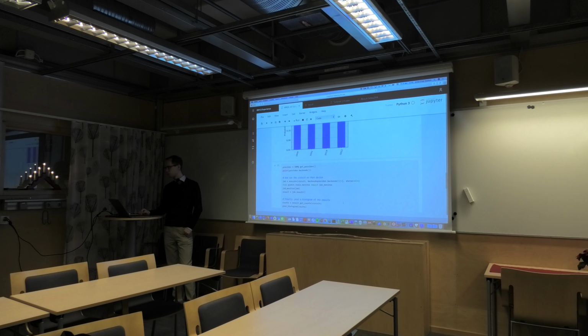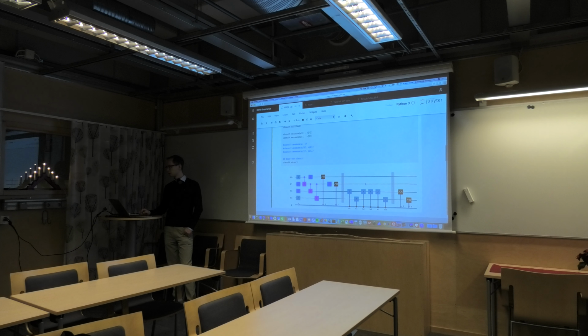But then when you try to run it on one of the actual hardware, you get an error. Okay, and then to really see that this is working, you would have to try with other input states as well. This is the basic.